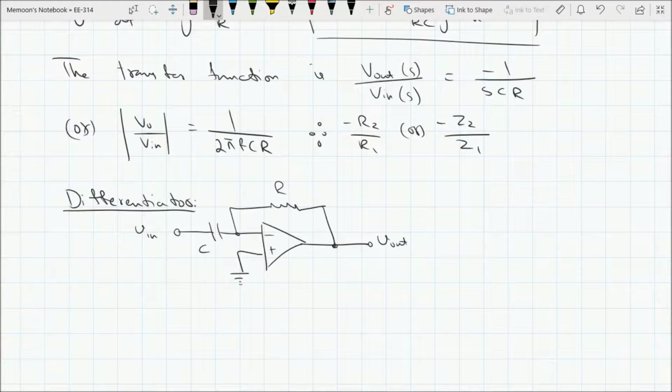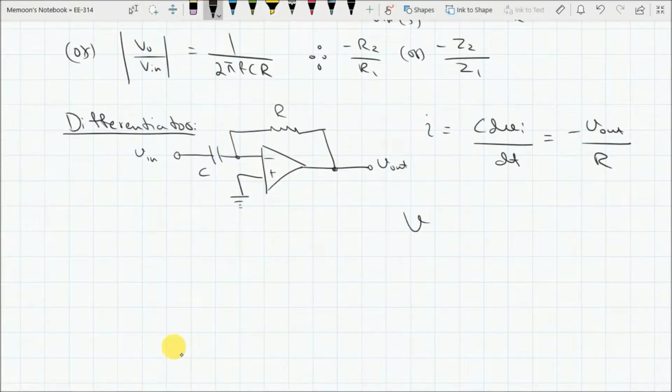Previously, the output was the integral of the input. Now, the integral of the output would be the input, so the derivative of the input would be the output. So let's see, I is equal to C dVi over dt, and that is equal to the output current, which is negative V out over R. So this gives us V out equal to negative RC times dVi by dt.